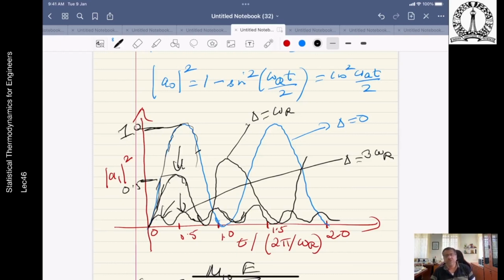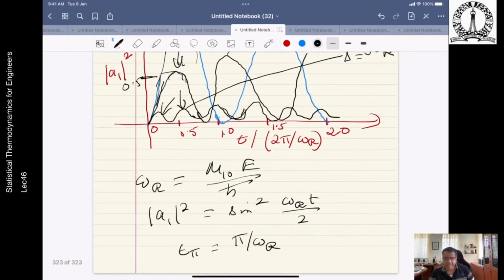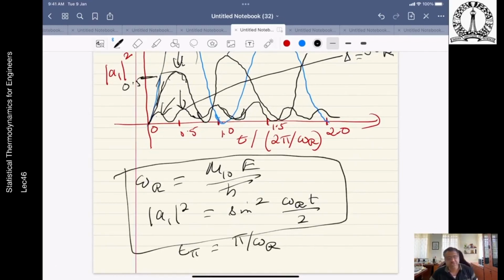So we've got two things. At resonance, the system is completely inverted after a specific time scale. We also understood the meaning of the Rabi frequency. If you look at these two expressions, off resonance there is a reduced probability because of the detuning nature.